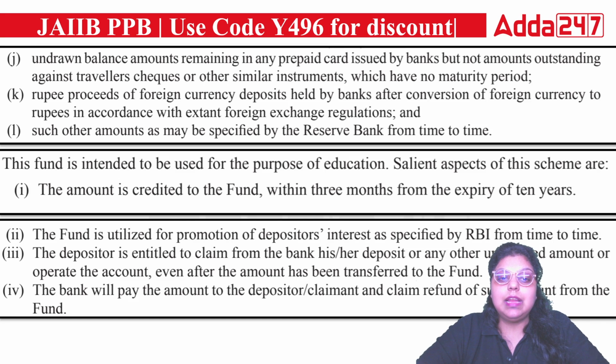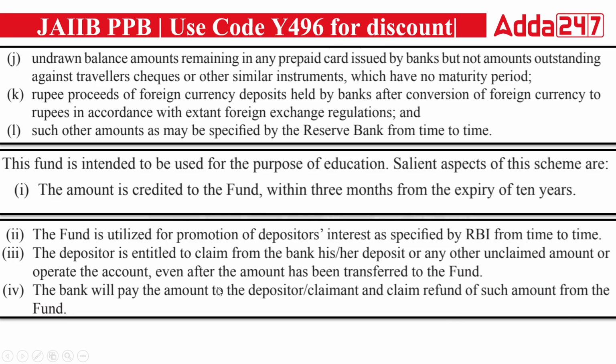So this fund is intended to be used for the purpose of education, like financial literacy, and the amount is credited to the fund within 3 months from the expiry of the 10 years. So when the 10 years are completed, after 3 months, the money will be transferred to the DEA scheme. The fund is utilized for the promotion of depositors' interest as specified by RBI. The depositor is entitled to claim from the bank his or her deposit or any unclaimed amount, or operate the account, even after the amount has been transferred to the fund.